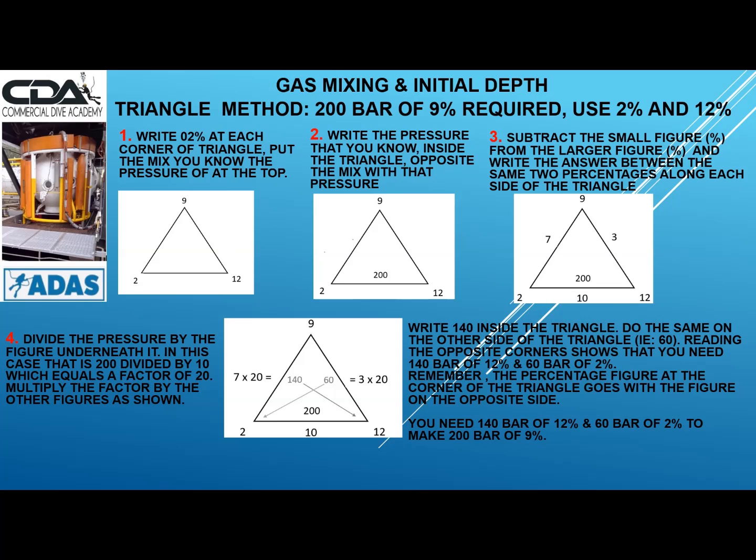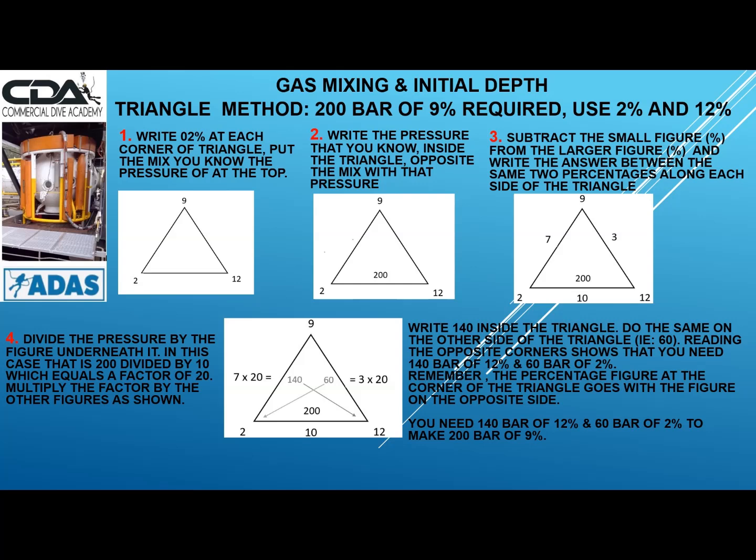Okay, step 4. Divide the pressure by the figure underneath it. In this case, that is 200 divided by 10, which equals a factor of 20. Multiply the factor by the other figures as shown. Just look at the diagram there. We've got 200 on the bottom, divided by 10 gives us 20. Now if we look at the top left, we've got the 7 there. So we multiply that by 20, gives us 140. Place that inside there. Do the same on the opposite side.